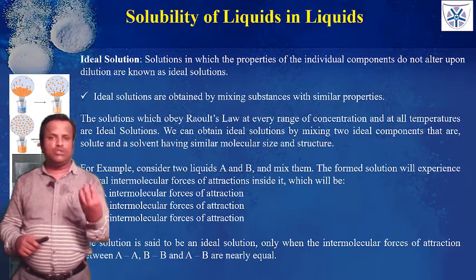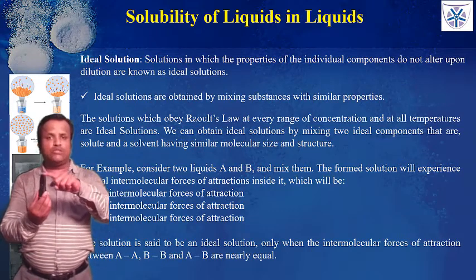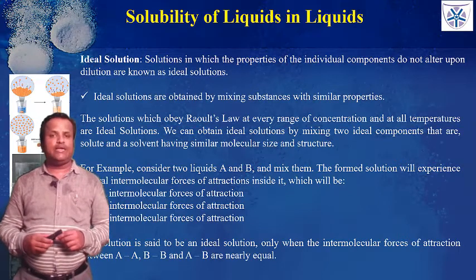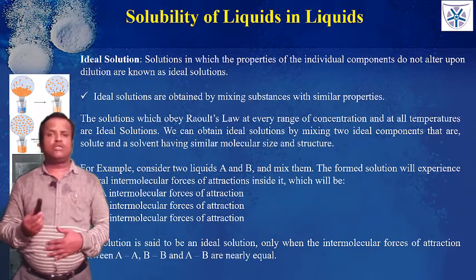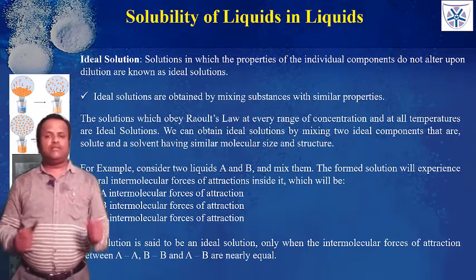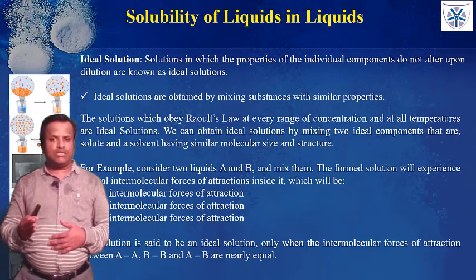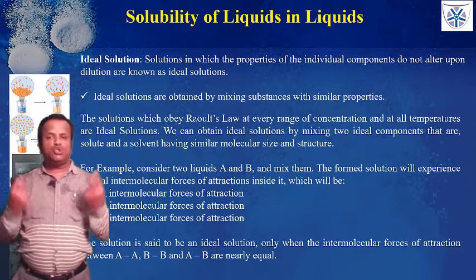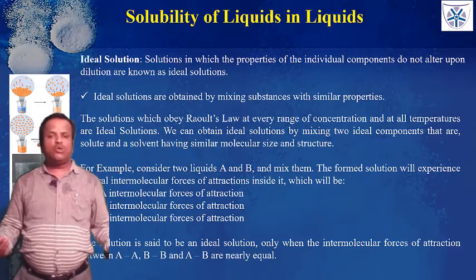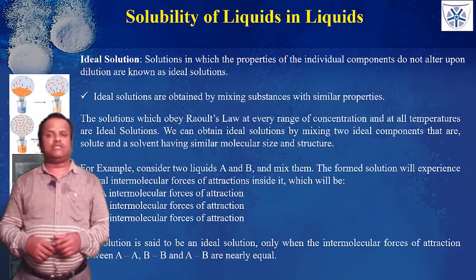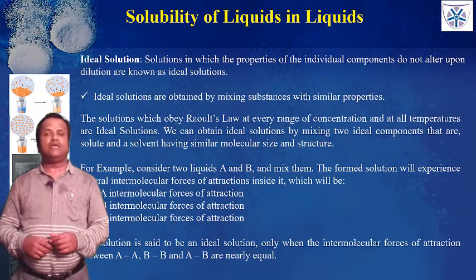If I say the solution is an ideal solution, this ideal solution should obey Raoult's law, that is PA is equal to XA into PA naught. That Raoult's law should be obeyed by the given solution at every range of concentration and at all temperature and pressure. So we can obtain ideal solutions by mixing two ideal components, that are a solute and a solvent, having similar molecular size, similar properties and similar structure. So we can say that is the ideal solution.